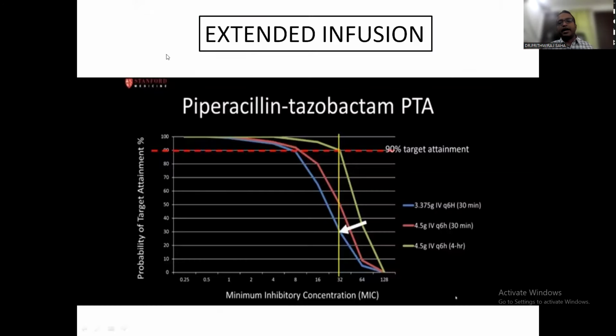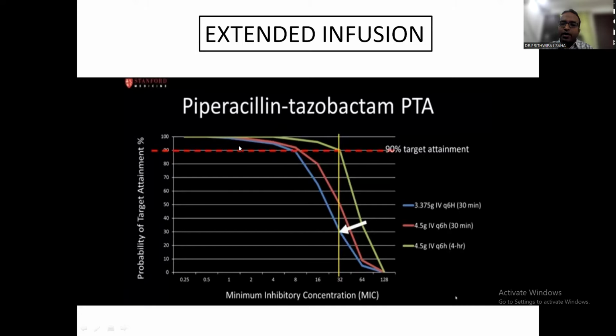So coming, see, it is piperacillin tazobactam. This is a beautiful slide from the Stanford video, which is available on YouTube also. See, there are 3 graphs, basically. The blue is if the Tazac is given 3.375 gram IV 6 hourly over 30 minutes. This red graph is 4.5 gram given 6 hourly over a 30-minute bolus. And the beauty of this green graph, where it is 4.5 gram 6 hourly given over 4 hours time, right?